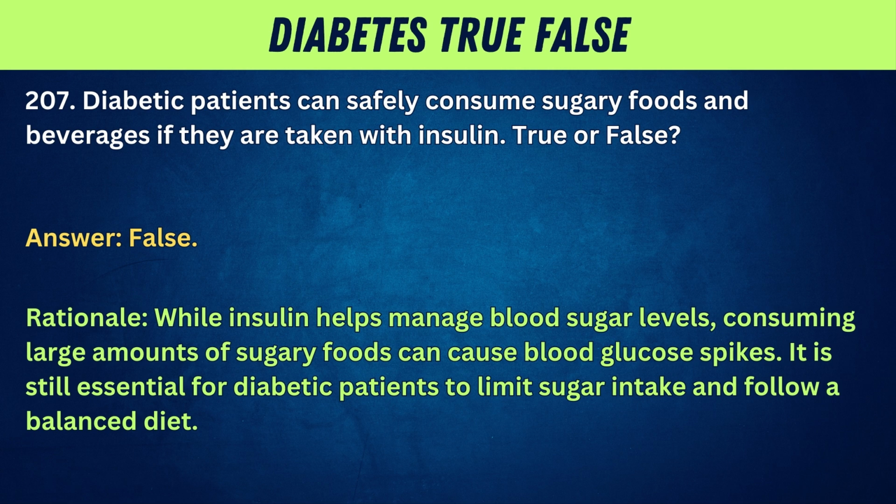207. Diabetic patients can safely consume sugary foods and beverages if they are taken with insulin. True or false? Answer: false. Rationale: while insulin helps manage blood sugar levels, consuming large amounts of sugary foods can cause blood glucose spikes. It is still essential for diabetic patients to limit sugar intake and follow a balanced diet.